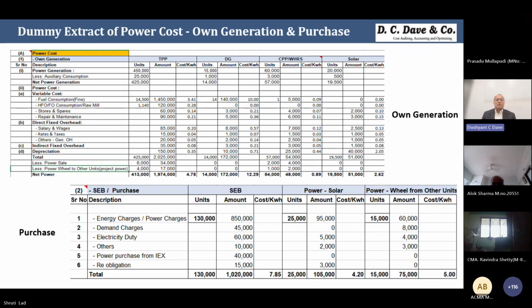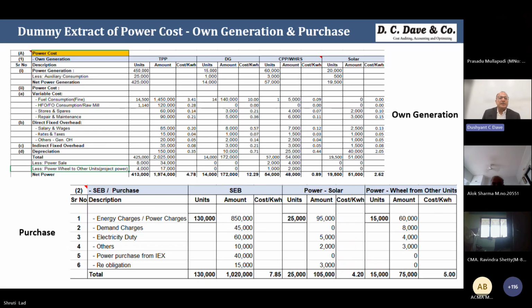Since this power is not available for the company's own operations, it should not be included while calculating the internal power cost. So after making these adjustments, we arrive at the net power generated, which is mentioned on your slide on the screen, which represents the actual power available for the company's own consumption. The total net cost is then divided by the net units to determine the cost per unit, cost per kWh for each source. Now let us move to the purchase section quickly.